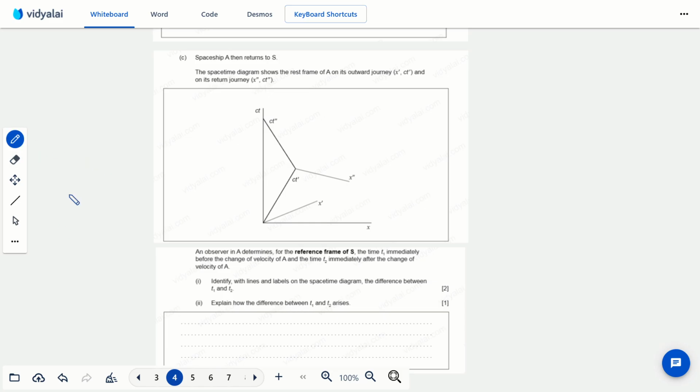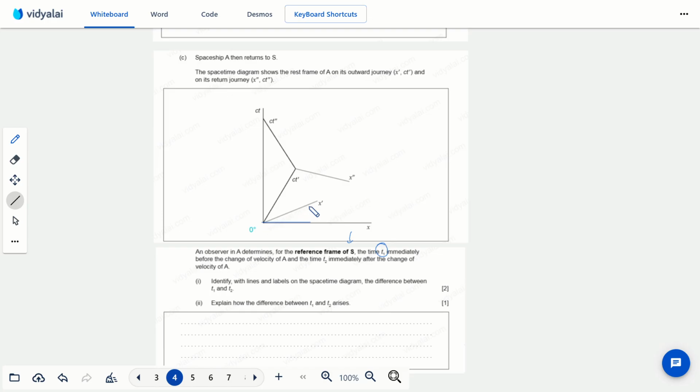So we need to find out the time right before it made a turnaround and right after it made that turn. In order to mark these two times relative to S, so within the frame S, we need to mark these two times. So it's marked as T1 and T2. In order for us to do that, we need to draw two lines which are parallel to X prime and X double prime. How do we do that?